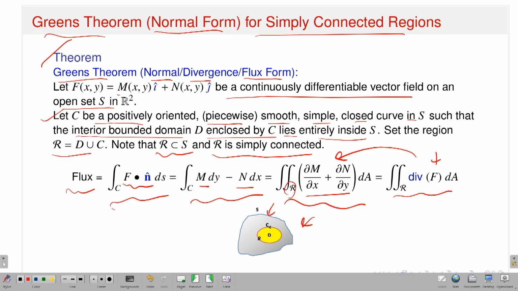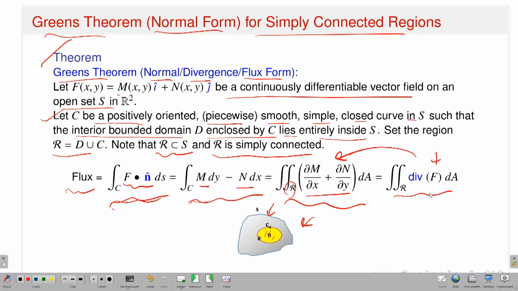So this is the picture I have given. Okay. So this is my domain S. This is the simple closed positively oriented curve C, with the interior region D. R is nothing but D union C. Then the corresponding flux, which is nothing but the scalar line integral of F dot n cap ds over C, which is M dy minus N dx, is exactly equal to the double integral, which is nothing but the divergence. So this is actually the statement of Green's theorem, but in normal form.